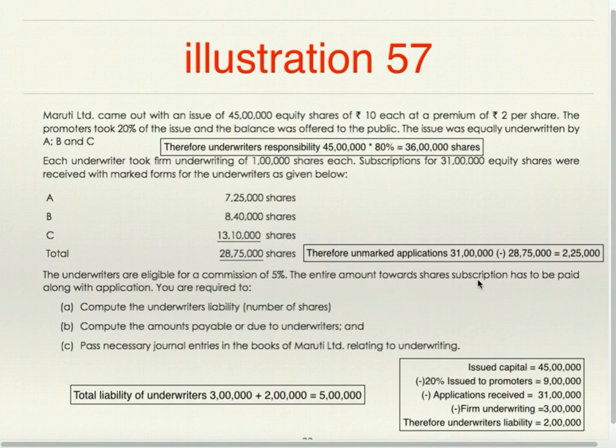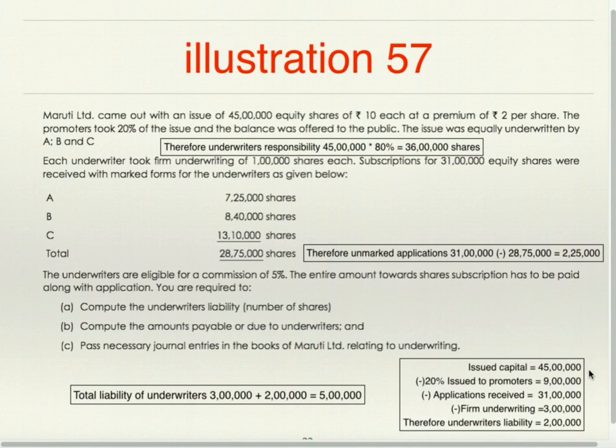The entire amount towards share subscription has to be paid along with the application. The entire amount, 10 plus 2, is to be paid with the application. We are required to compute the underwriters' liability in number of shares, compute the amount payable or due to the underwriters, and pass the necessary journal entries in the books of Maruti Limited relating to underwriting.